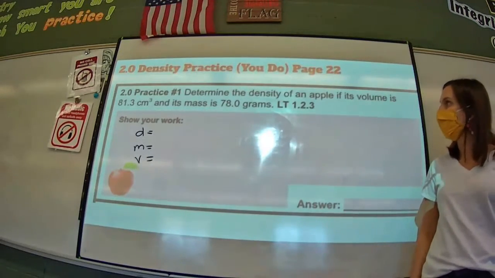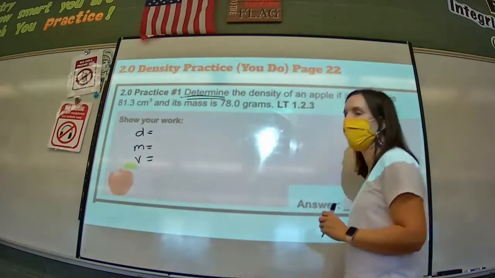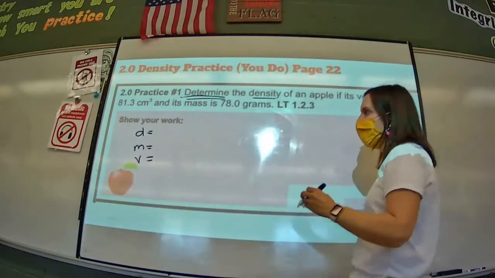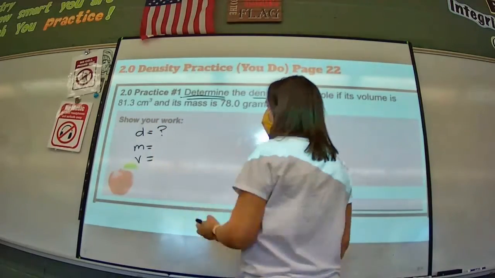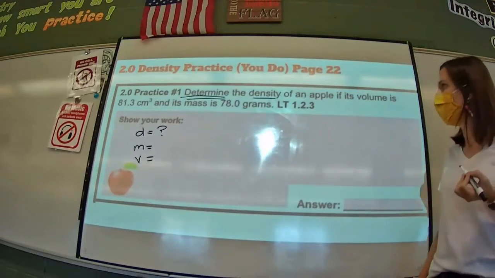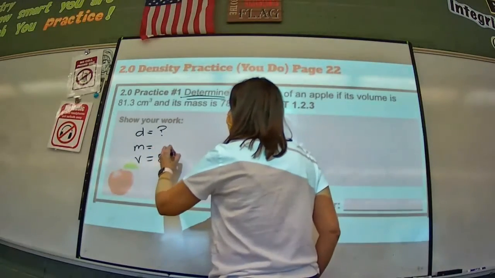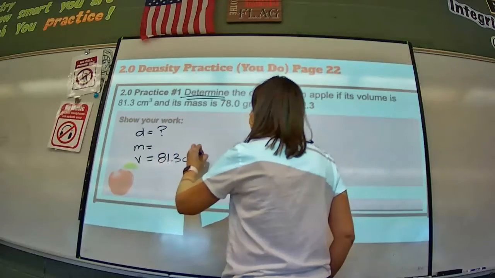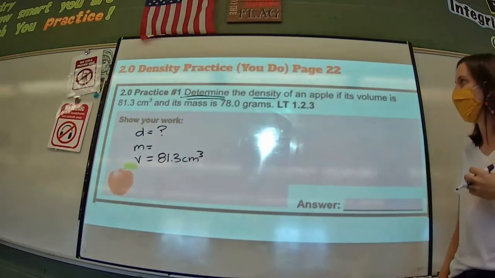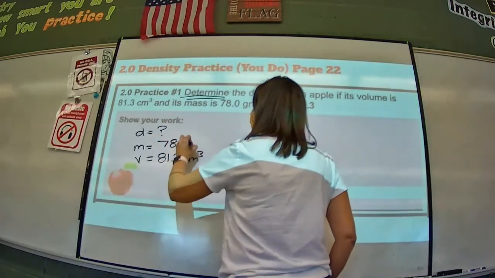So it says that we want to determine the density. So determine is our context clue to let us know that that's what we're looking for, is density. That's our question mark. So our D is going to be our question mark. We're looking for density. And then it says, of an apple, if its volume is, so it tells us the volume of the apple is 81.3 centimeters cubed. Okay? And then it says, and its mass is 78 grams. So the mass is 78.0 grams.